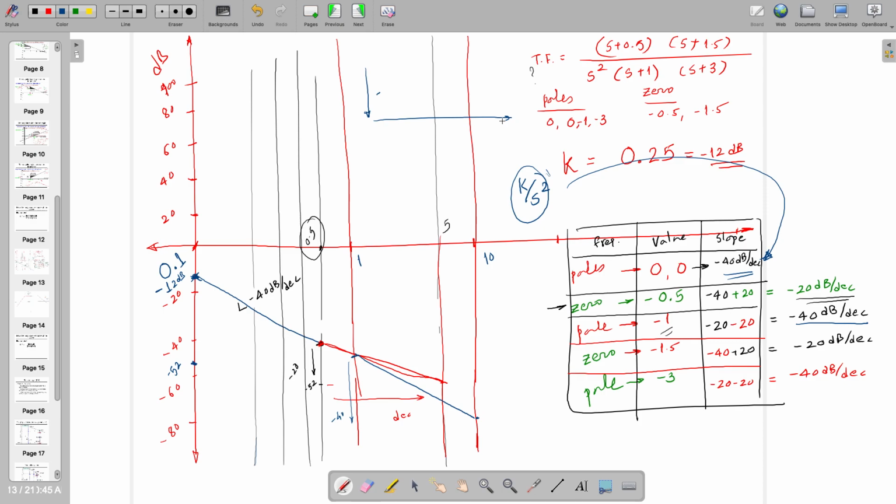1 decade is easy. You can draw it with octave also if you want, minus 6 dB per octave. That is also the same thing. Octave is double. Then you have to go to the next line.